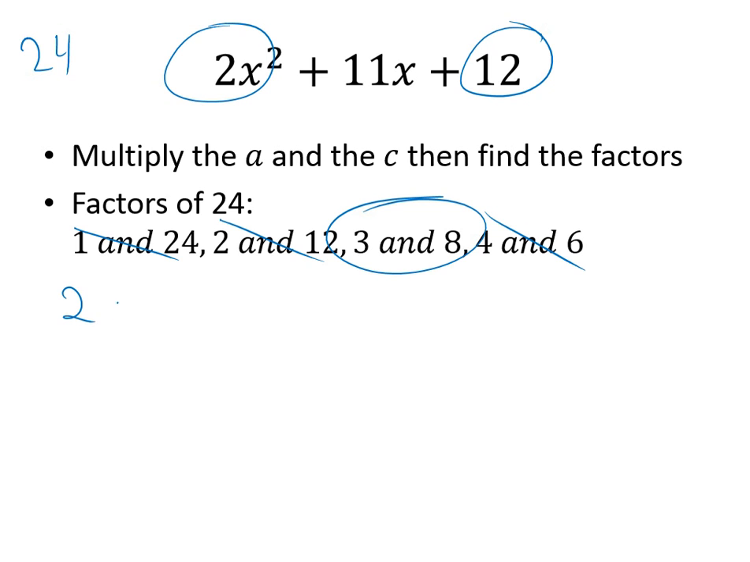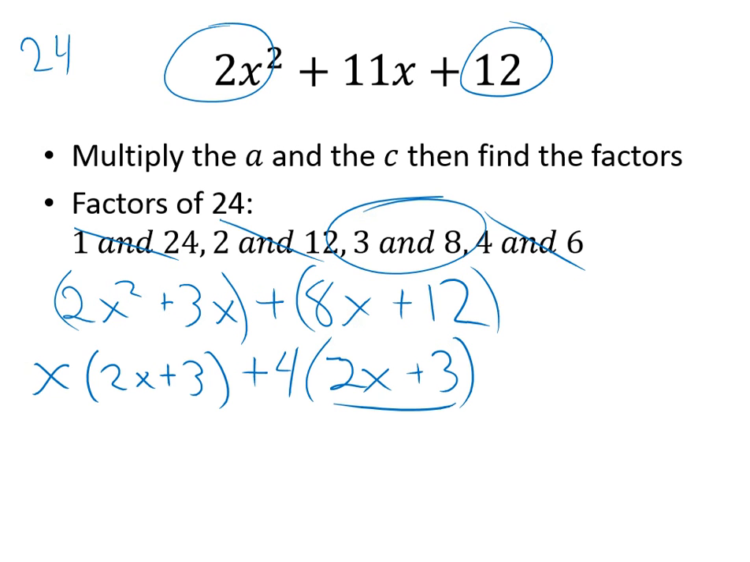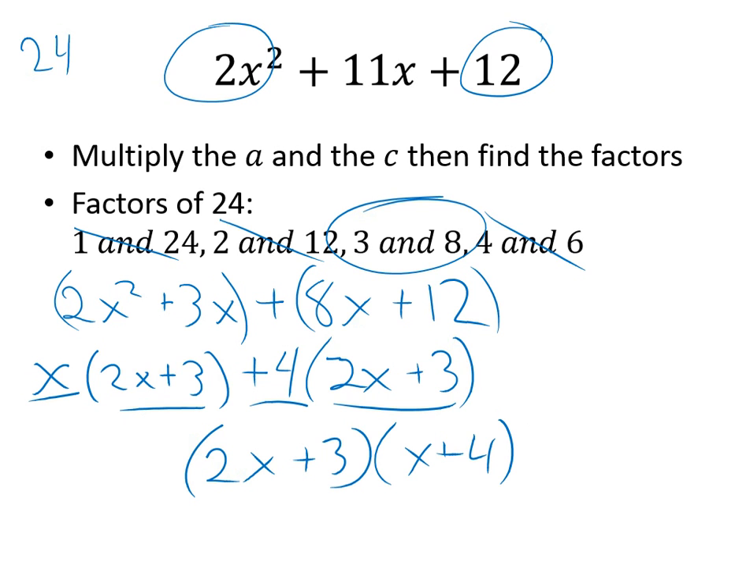So now we'll write 2x squared plus 3x plus 8x plus 12. What can you factor out of the first? We can factor out an x from the first one, giving us 2x plus 3. And what can we factor out of the second one? We can factor out a 4, giving us 2x plus 3. As you see, it's the same again. That's one of our answers, 2x plus 3. And then the numbers on the outside is our other one, x plus 4. And there's our answer.